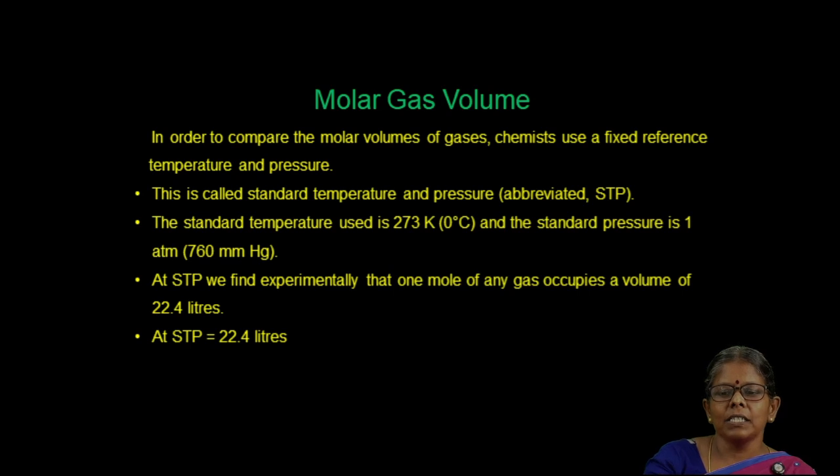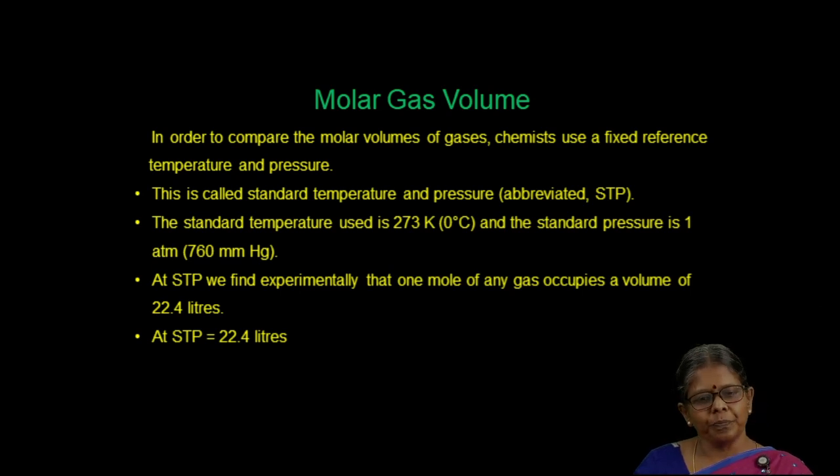The standard temperature is considered as 273 Kelvin and the standard pressure is considered as 1 atmosphere. At 1 atmospheric pressure and the standard temperature of 0 degrees centigrade, the volume occupied by 1 mole of a gas is called the molar gas volume. At STP, any kind of gas occupies 22.4 liters. That is the volume occupied by 1 mole of any gas like oxygen, nitrogen or carbon dioxide. It will occupy only a volume of 22.4 liters. This is the molar gas volume.